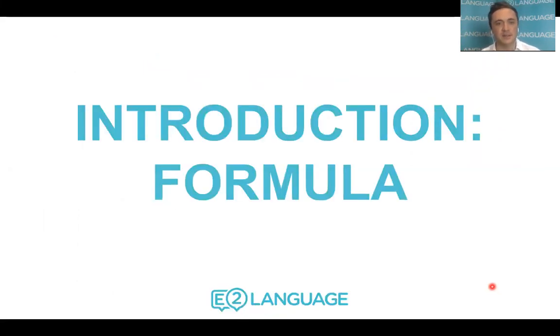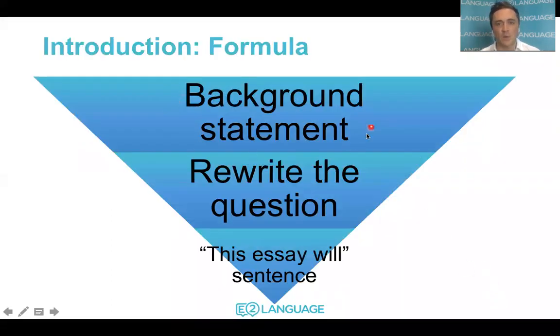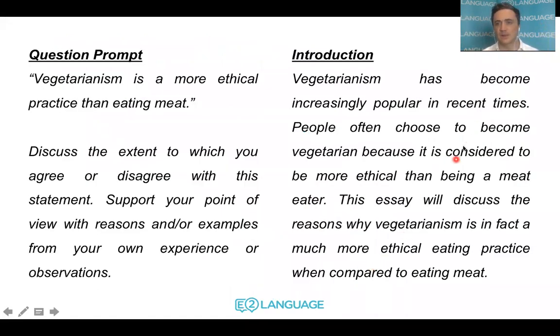So we looked at a formula which included writing one sentence that was a background statement to the question prompt. So, for example, if the question prompt was about mobile phones being distracting, we talked about a very broad background statement about mobile phones and how they're increasing. Then the second sentence of your introduction was where you got the question prompt and you rewrote it in your own words. Third sentence, and this is the critical one that we're going to look at tonight because this leads on to your paragraphs. This is the gateway to your paragraphs. This tells the reader what you will tell them. This essay will. Let's have a little look at an example.